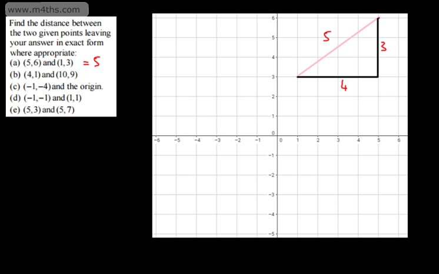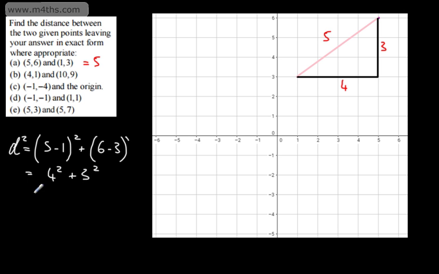If you weren't comfortable doing that and you preferred the formula, we could simply say that d squared is going to be equal to 5 minus 1, all squared, plus 6 minus 3, all squared. That's going to give us 16, which is 4 squared, plus 9, which is 3 squared. That gives us 25. Therefore, d is going to be equal to 5, as it's the positive square root of 25. So exactly the same.